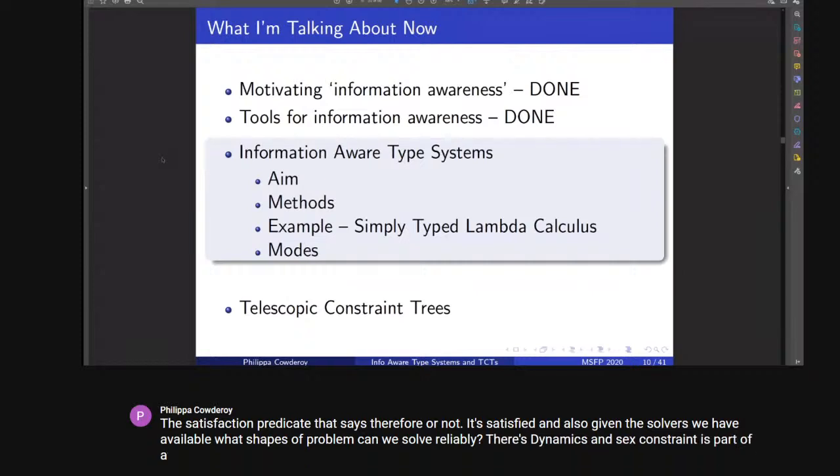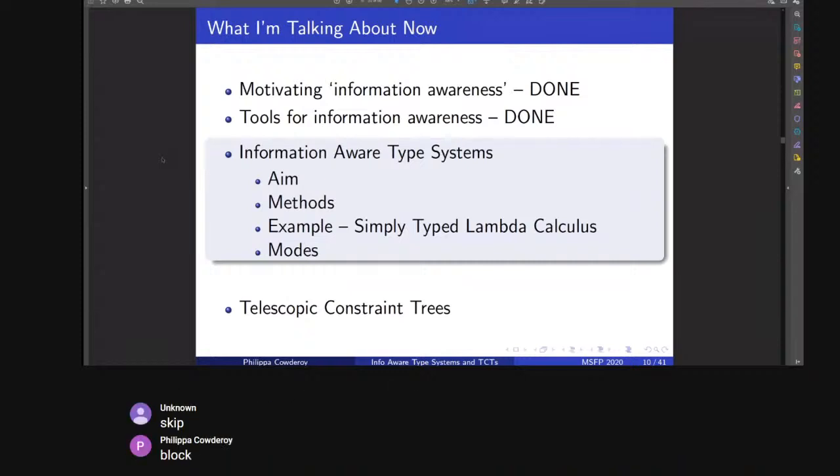So, on to information-aware type systems. My aims with them, the methods I use to produce them. I'll give you an example for simply typed lambda calculus, and I'll talk a bit about modes. And I might well take a question or two once I've dealt with the modes as well.